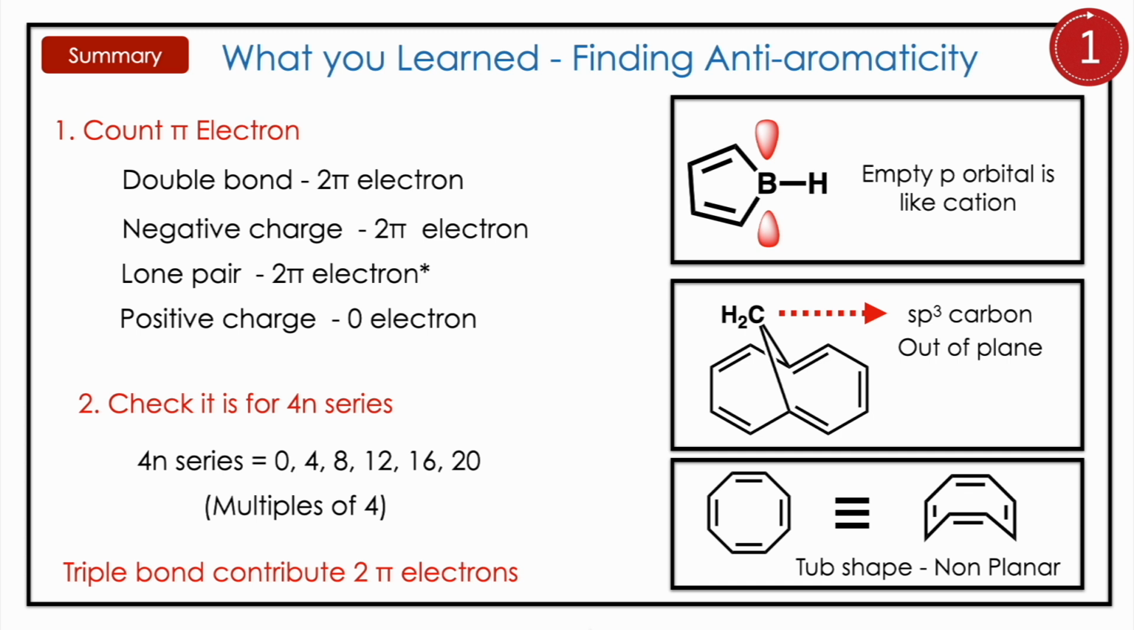And you should know the fact that a triple bond only contributes 2 pi electrons, and the exceptions include the empty p orbital, which can act as a cation, and an sp3 carbon inside the system, which becomes a bridge and moves out of the plane as a bridge, providing the conjugation. And more importantly, cyclooctatetraene is a non-planar compound with tub shape.